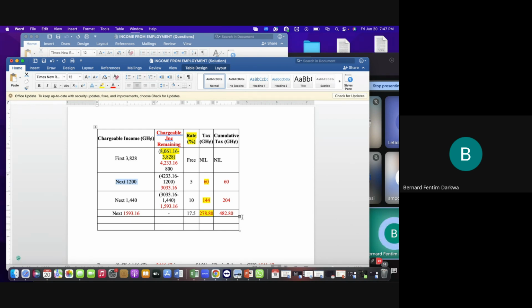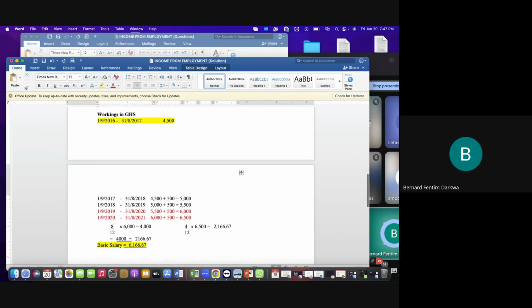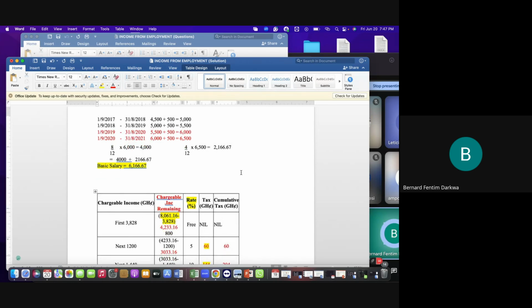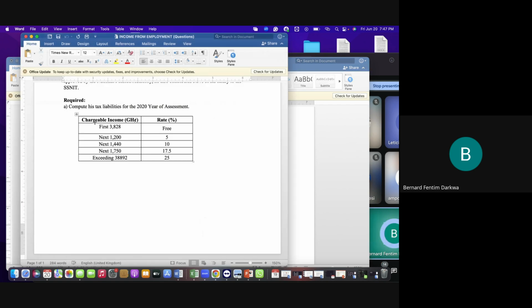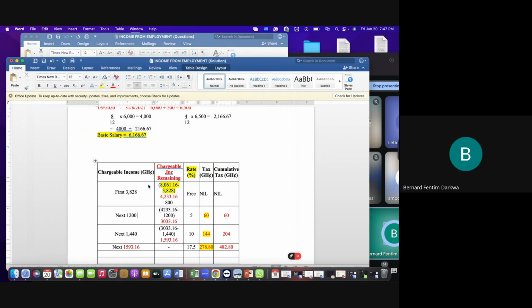Okay. So when you finish and you get your chargeable income, the next thing is to calculate the income tax based on the chargeable income. The table that has been given to us in the question gives us the chargeable income and the rate, only that. But when you are using it to work, you can expand it and add columns to it.